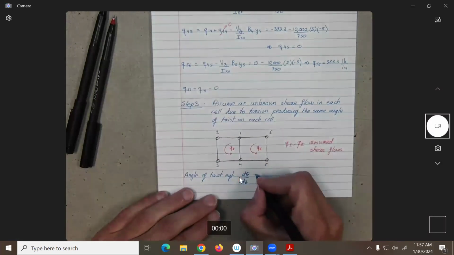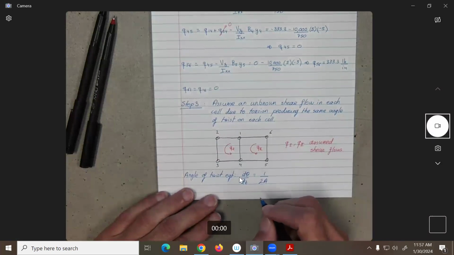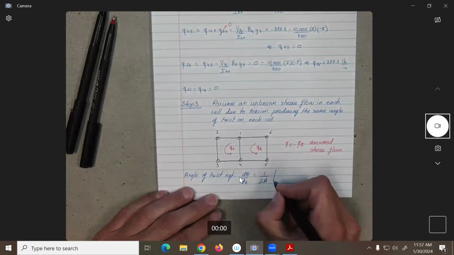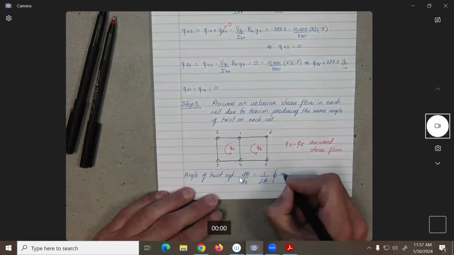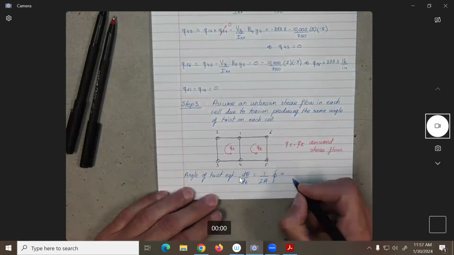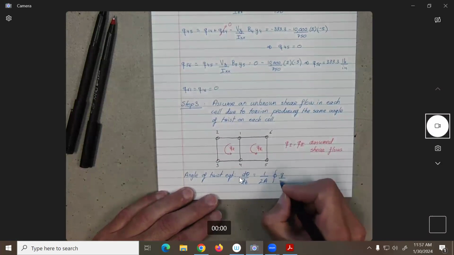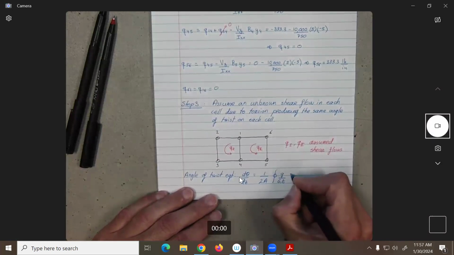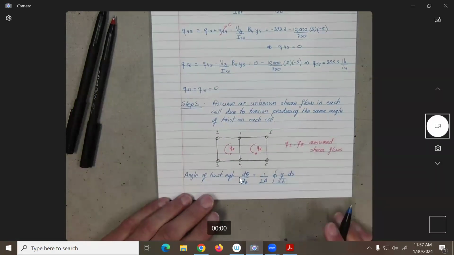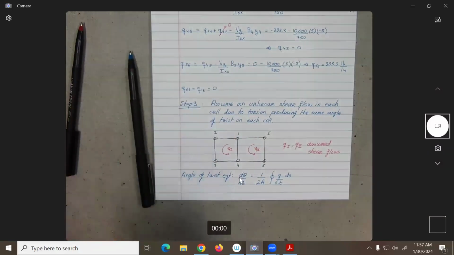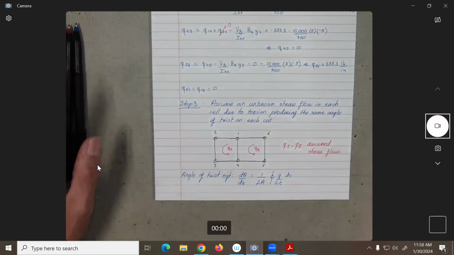You might recall this equation or not, but it's 1 over 2A, and then you do the integral of q divided by Gt ds going around the cross section. I'm sure you did this in Structures 1, no? Use that equation. Okay, so.